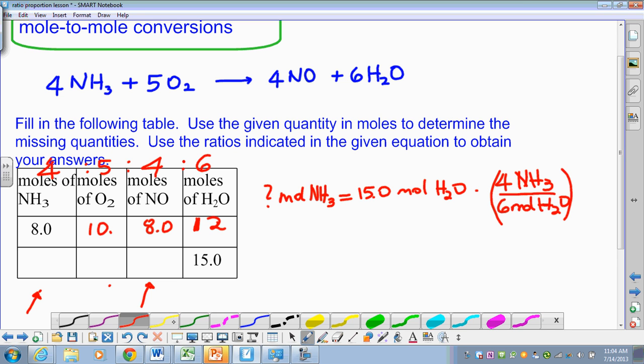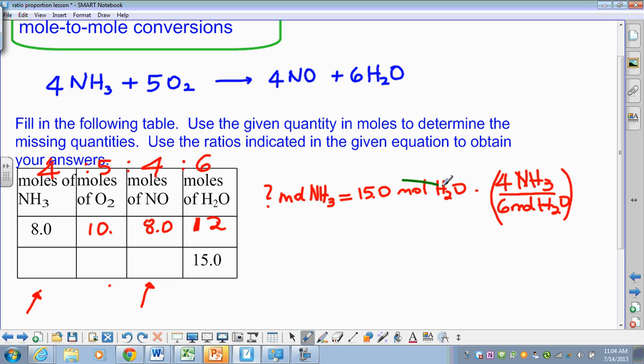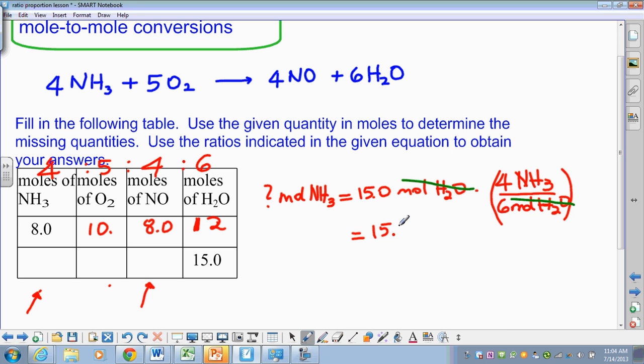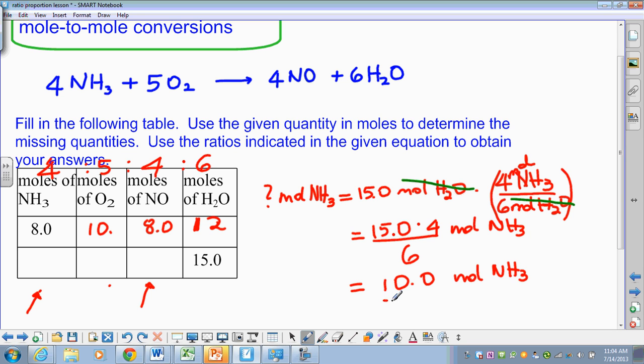Let's cancel the common units, so moles of H2O, moles of H2O. And the answer is 15.0 times 4 over 6 moles of NH3. And if we simplify that, we're going to have 60 over 6 or 10.0 moles of NH3. And here I've rounded to 3 significant figures.